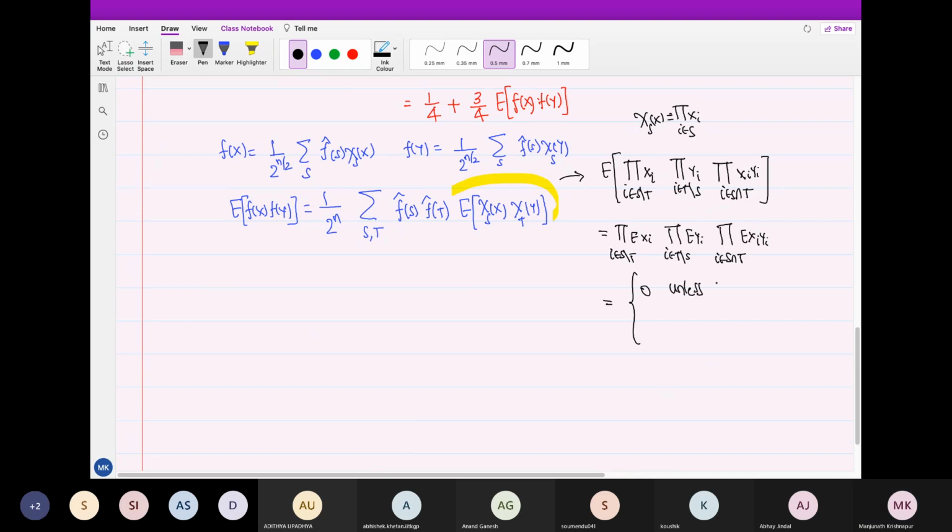unless S is equal to T. If S is not equal to T, then either S \ T or T \ S is non-empty and you will get a 0 factor. So you get 0. So only when S equals T we get something. So when S equals T, what do we get? Across i it is the same. So it is the expected value of, let's say, x1 y1 to the power of the cardinality of S, if S equals T.